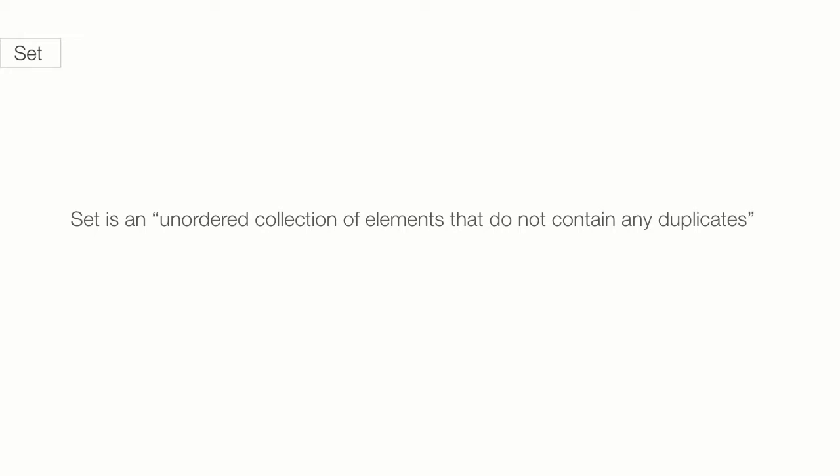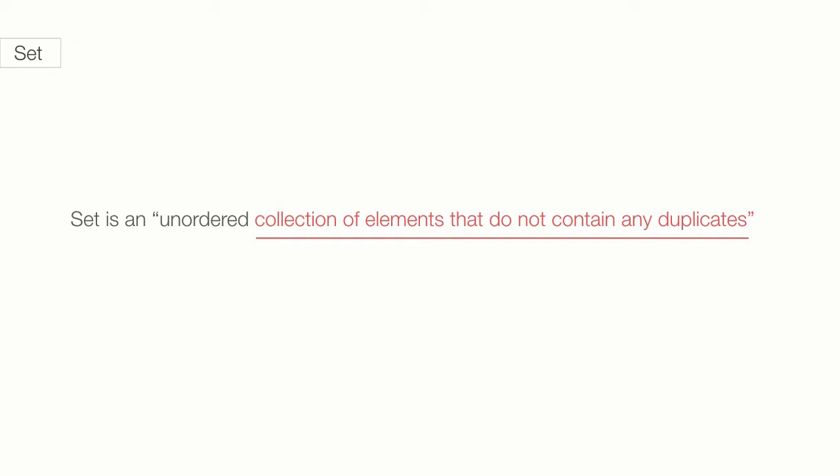Again, let me break this down. A collection of elements means a group of things, same as a list. Unordered collection means we can't say where each of the elements live. They're just in there somewhere, not in a particular order though. A collection of elements that doesn't contain duplicates, which means each value can be added to the set just once.